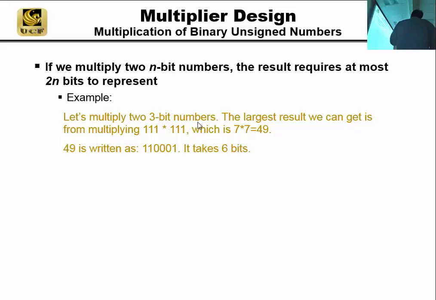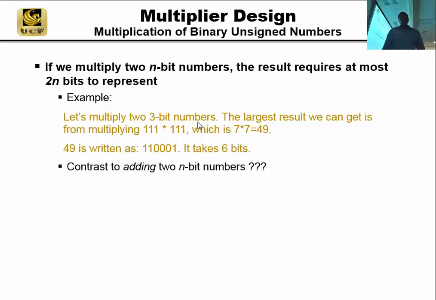Okay, so if I start with A times B, we have names for these, multiplier, multiplicand. We'll show you that in the next slide. The product, if this is 3 bits and 3 bits, you have a 6-bit product. So contrast this to adding 2 n-bit numbers. So if I add A plus B, A is 3 bits and B is 3 bits, how much is the result? How many bits? The sum is how many bits? We did so many examples.